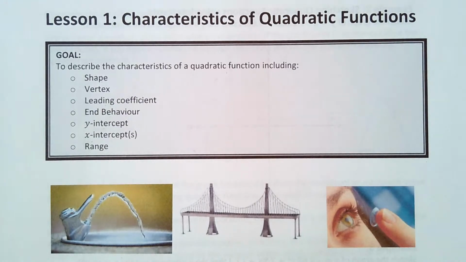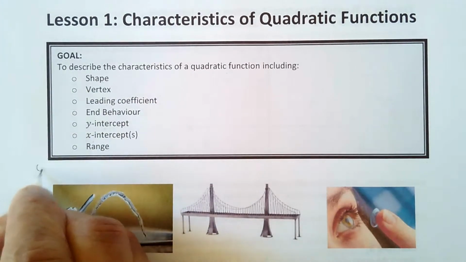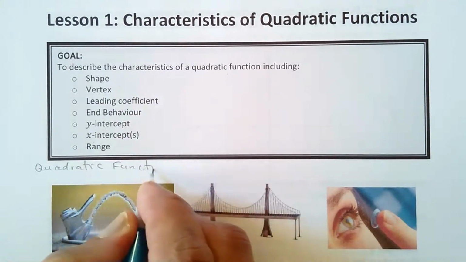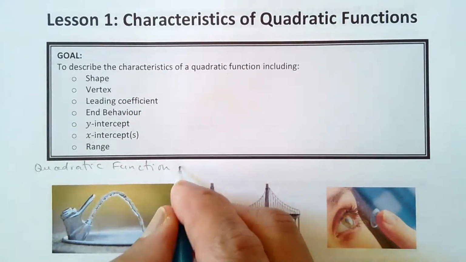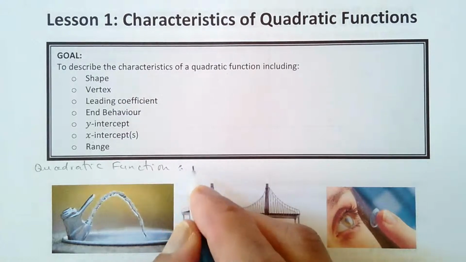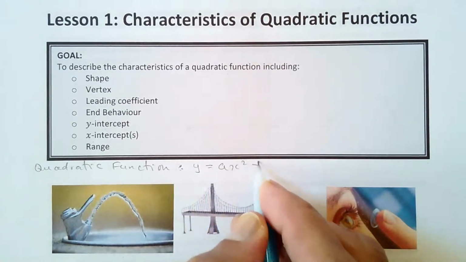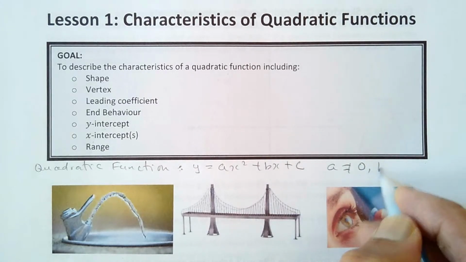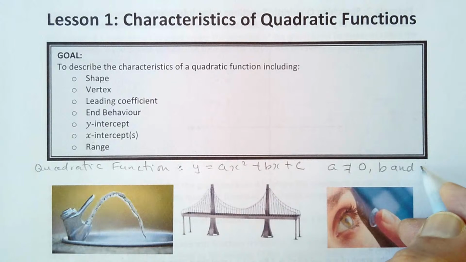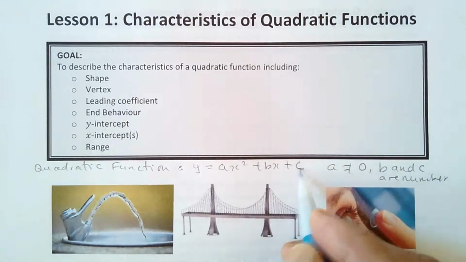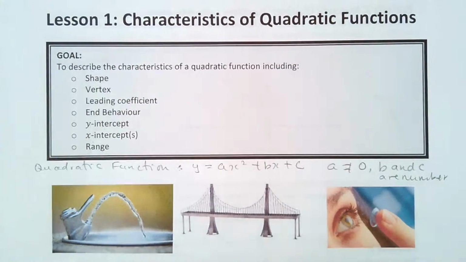Now, a quadratic function is any function that has this, so a quadratic function, I'll write it here. Now, previously, we completed the equation of a straight line. Now, quadratic function has this form, y equal to ax squared plus bx plus c, where a is not equal to 0, and b and c are numbers. It could be 0, 0 is a number.